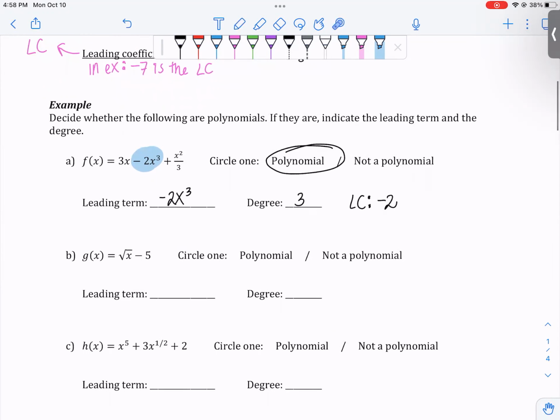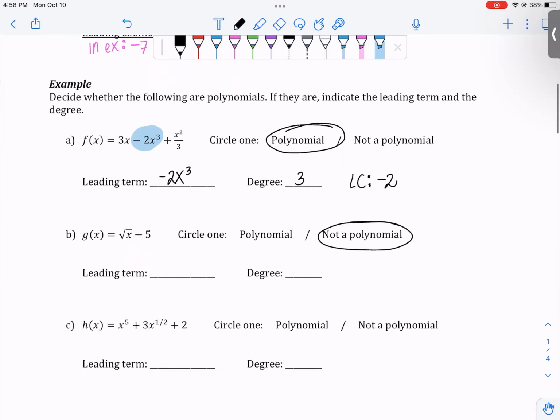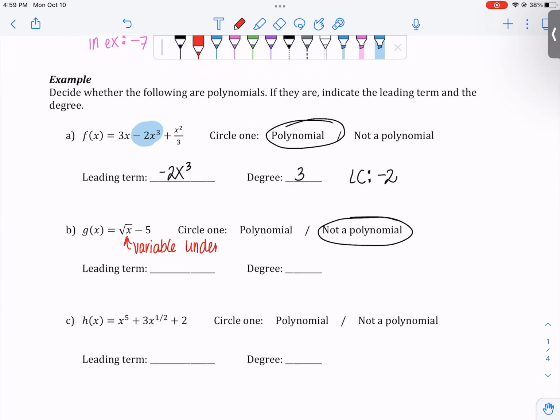For this next one, there is a clear issue right here, right? There's a radical and a variable inside the radical. That makes it not a polynomial. We can't answer these questions here if we don't have a polynomial. These questions are only relevant if there is a polynomial.